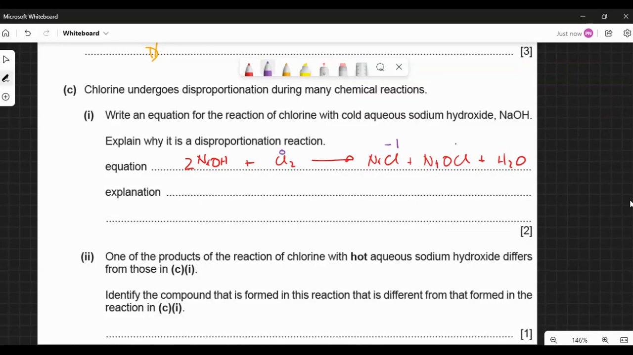And this one, if you work it out, is +1. Yes. So the chlorine, Cl2, is reduced to Cl minus, which is oxidation number -1. And it's also at the same time oxidized to Cl plus. Oh, OCl. Oh, I've messed that up, haven't I? It's OCl minus. And if this has an oxidation number of +1.